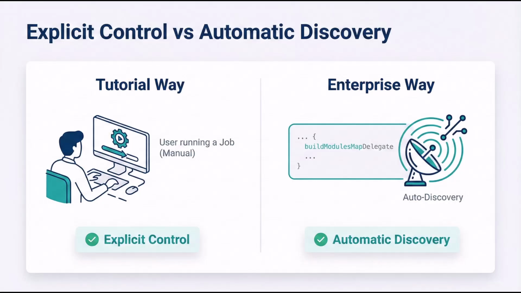Quick note for production. What we just did works perfectly in dev, but in production, you can't run jobs manually. The enterprise pattern is to use an event subscription, specifically the buildModulesMap delegate, so the system automatically discovers your module. We use the runnable class today because it is explicit and easier to learn. But for a real deployment, you'd want that delegate pattern.